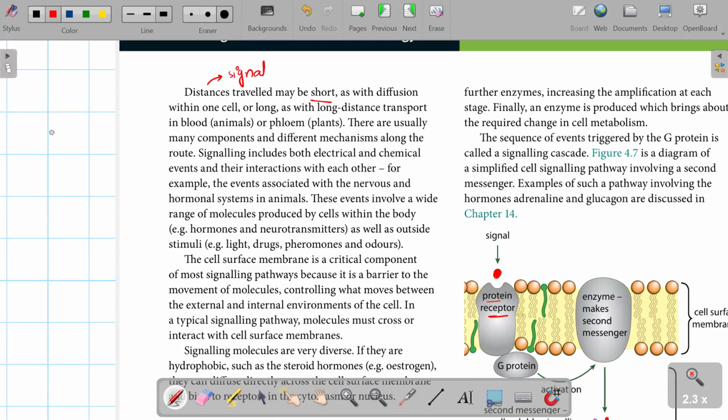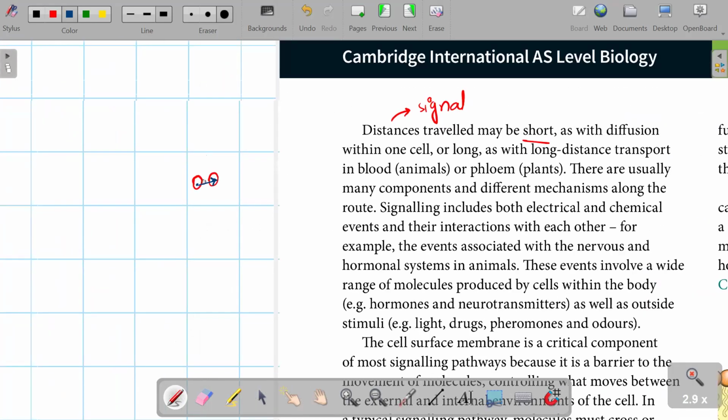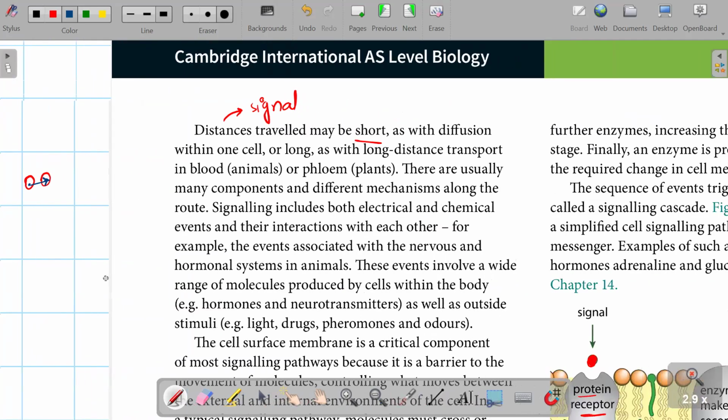For example, there is this cell and there is this cell, and something has to transfer from this cell to this cell. The distance is too short, so there will be diffusion. Are you getting my point? The signals will be transferred faster when they are close. The signal is in the form of chemicals, so it can transfer easily with diffusion when the two cells are close to each other.